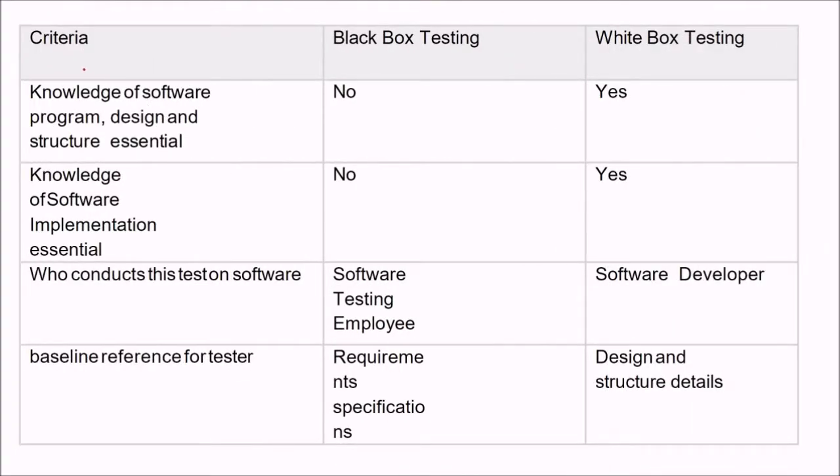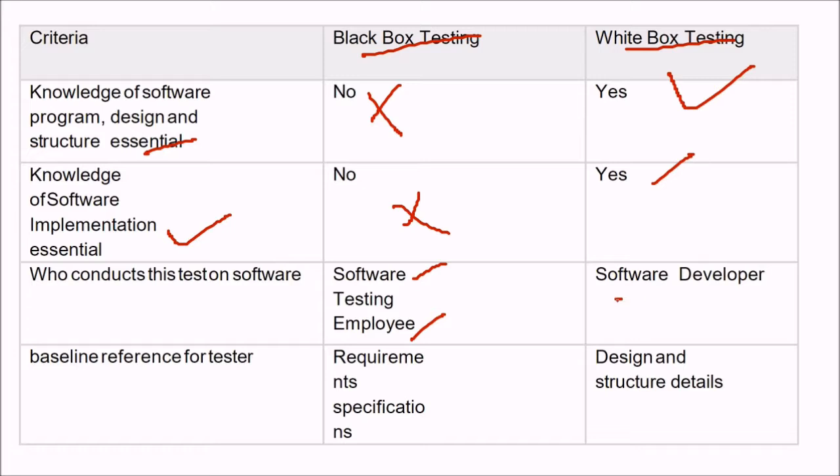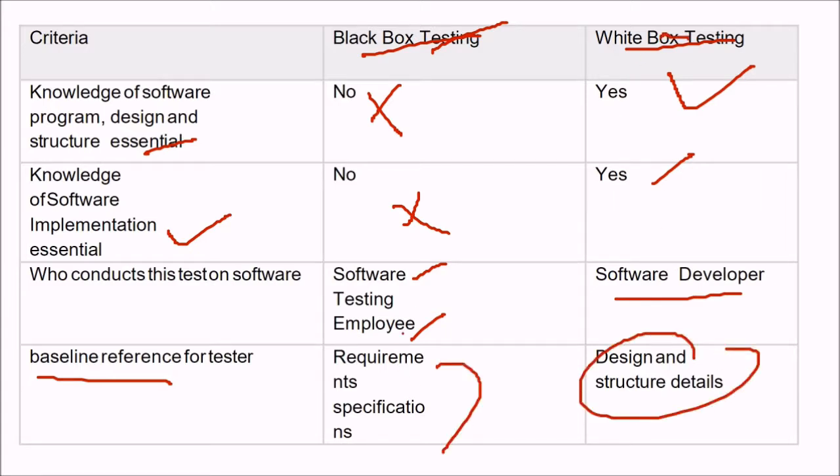Then these are the criteria of black box testing and white box testing. Is knowledge of software program design and structure essential or not? In black box testing, it is not required. In white box testing, of course, it is required. Knowledge of software implementation is essential in white box testing, and not in black box testing. Who conducts this test on software? Black box testing is done by a software testing employee, while white box testing can be done by the software developer. The baseline reference for the tester in black box testing is the requirement specification, while in white box testing it is the design and structure details.